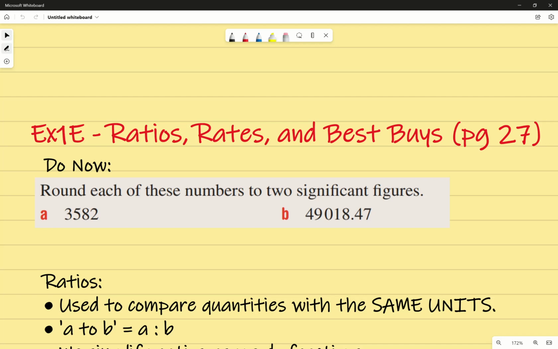Introduction to Exercise 1E on Ratios, Rates, and Best Buys on page 27 of your textbook.